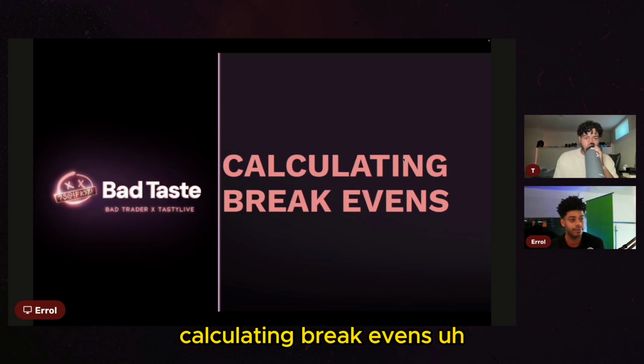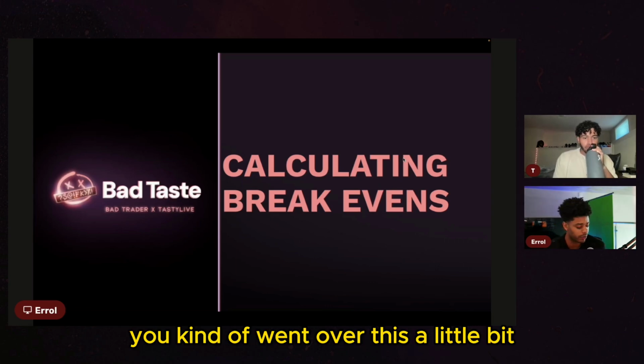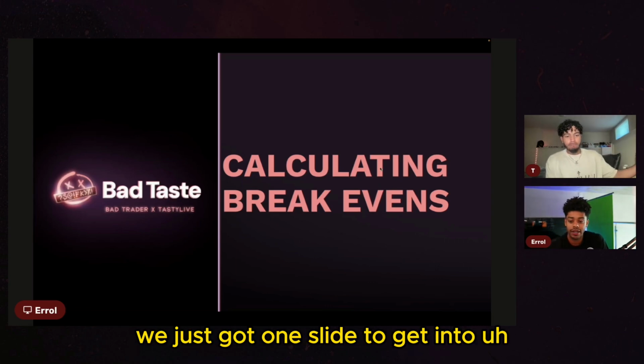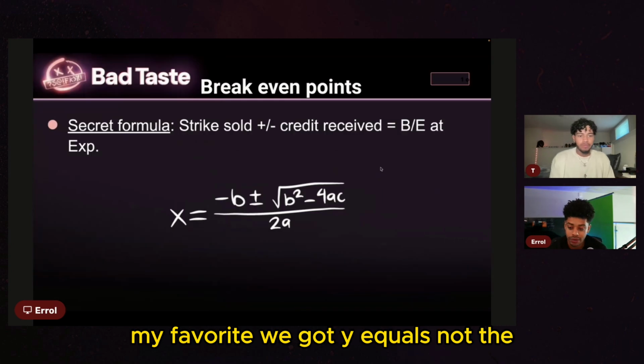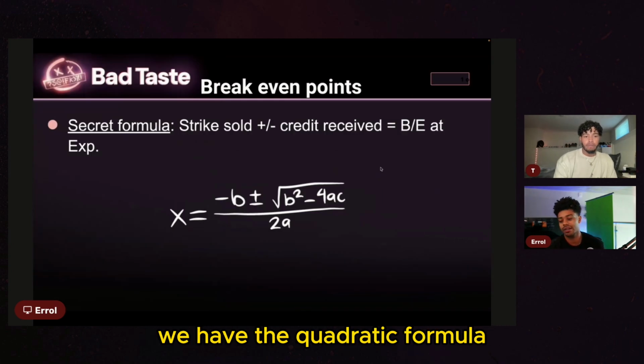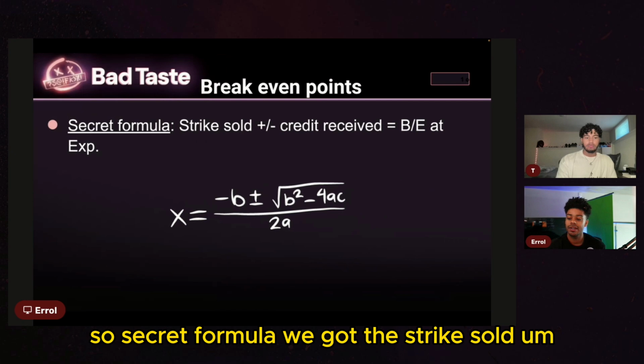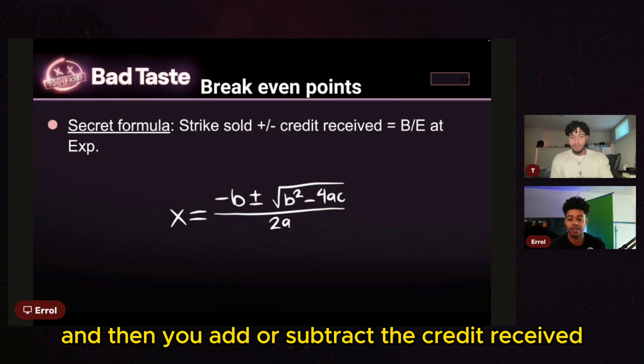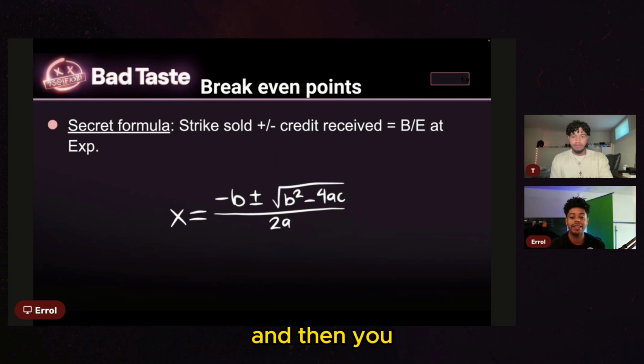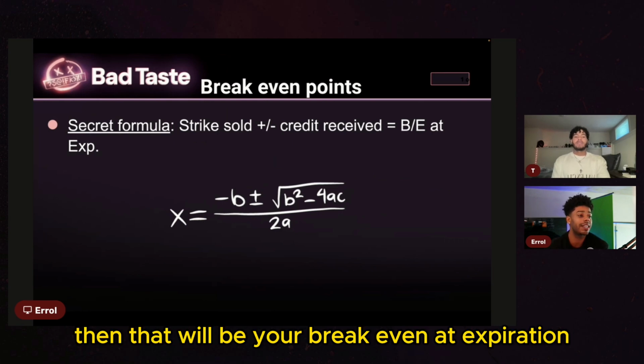Calculating break evens. We kind of went over this a little bit. We just got one slide to get into. My favorite, we got y equals, we have the quadratic formula. So, secret formula: we got the strike sold, and then you add or subtract the credit received, and that will be your break even at expiration.